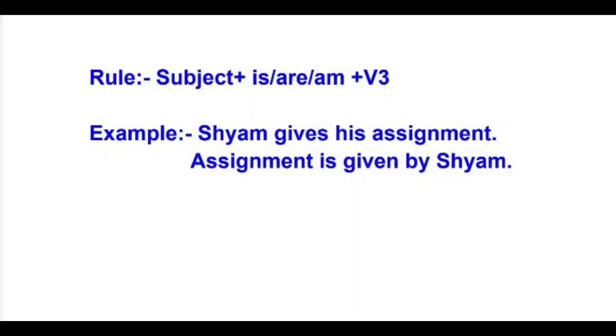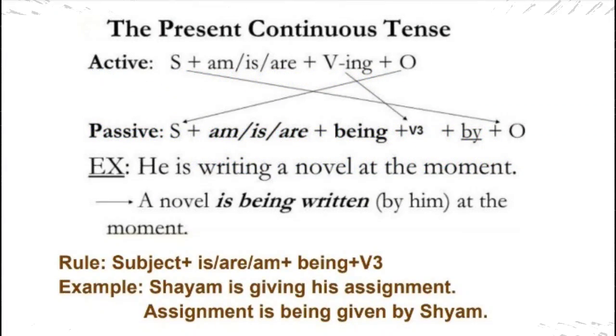That is the verb form. The verb should be changed into verb 3 form, given. Then you have to use the proper helping verb, is. Then the preposition by should be added. So the sentence in passive is assignment is given by Shyam. Let's move on to the next tense, that is present continuous tense.